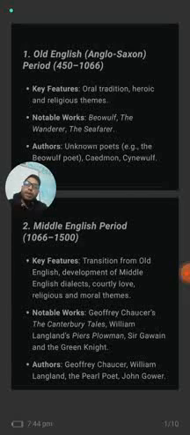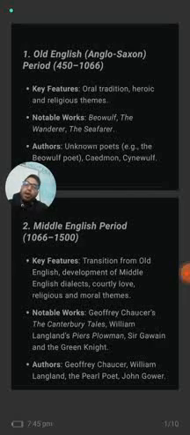Old dialects were renewed, and in the Middle English period new dialects, the Middle English dialects, were started by the people. We can also see courtly love. Religious and moral themes were also presented in the Middle English period. Now, what are the notable works? Geoffrey Chaucer's Canterbury Tales, William Langland's Piers Plowman, and Sir Gawain and the Green Knight. All these are notable works of the Middle English period.